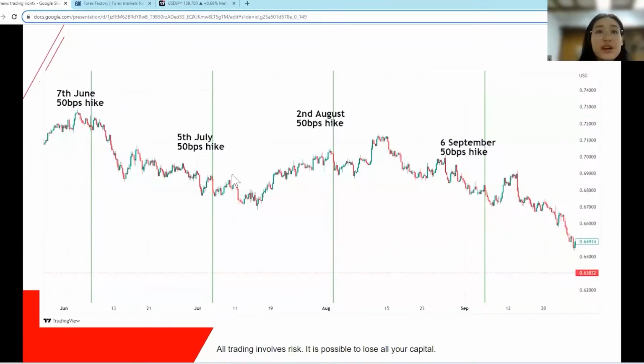Even though it did continue to rise in between, perhaps because of a forecasted release that price is likely to not increase anymore. But you see, after this data release on 2nd of August, price continued to drop. So you can see, after each 50 basis points hike data release, price continued to drop for each of these. So regardless of what happened in between these two events, price always dropped after the data release.